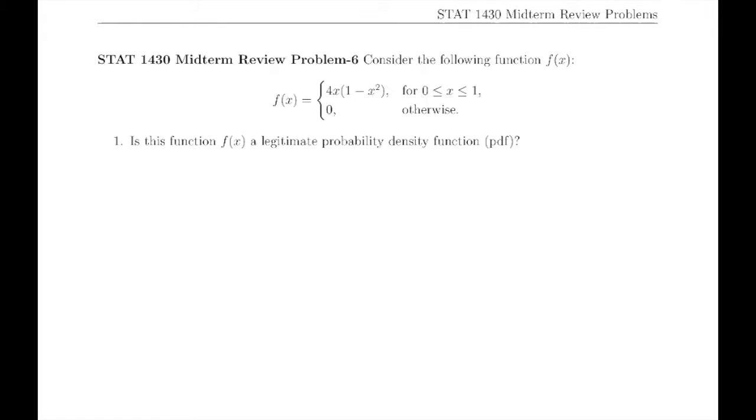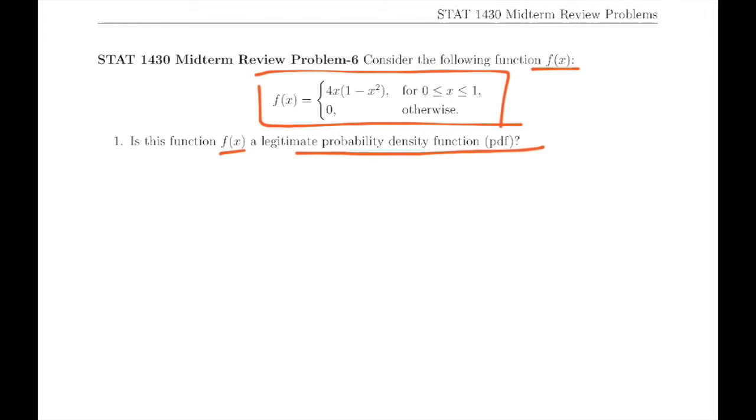Now, we turn to the continuous probability distribution. We're given this function f, and f is defined in this way. When x is between 0 and 1, then f(x) is equal to 4 times x times (1 minus x squared). And when x takes on other values, f(x) will be equal to 0. And we want to determine whether this function f is a legitimate probability density function or not.